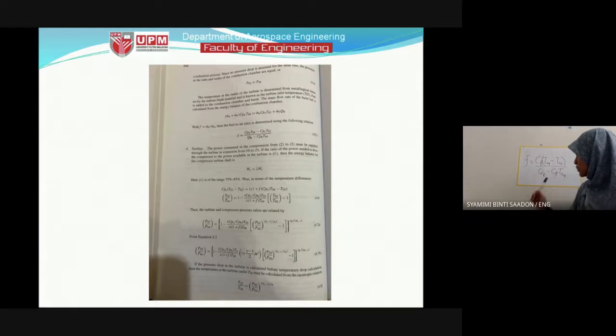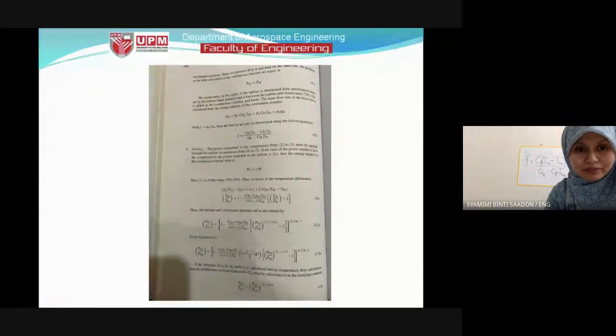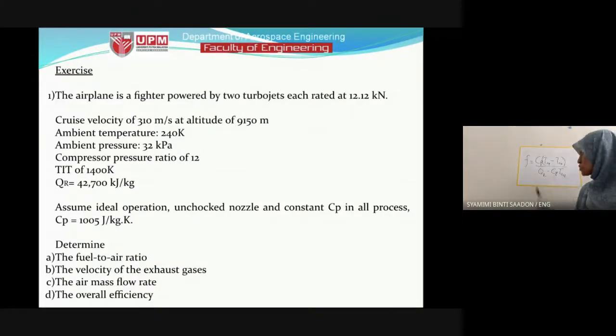So we have Cp 1005, or 1.005 kilojoule. We have T4. As I've explained just now, T4 is the turbine inlet temperature, which is given as 1,400. So T total 4 is 1,400. T total 3 we have calculated just now, 587.